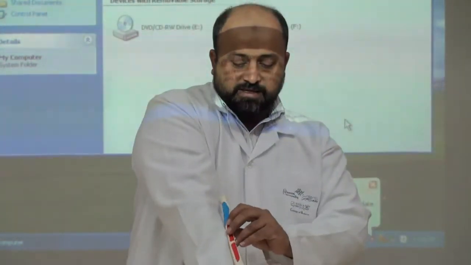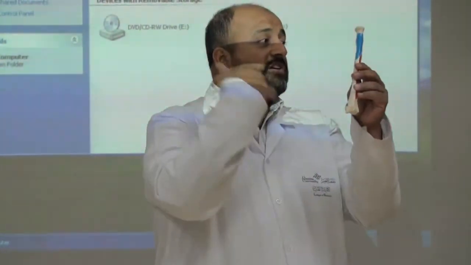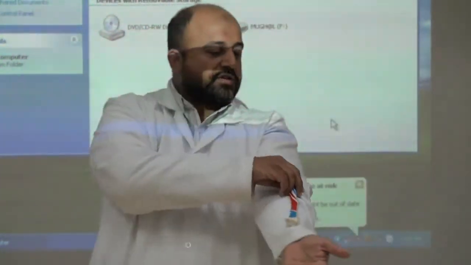Okay, make it like this. Sharp border is medial, but dorsal tubercle comes anterior. The dorsal is always posterior. Okay, so this is of the right side.